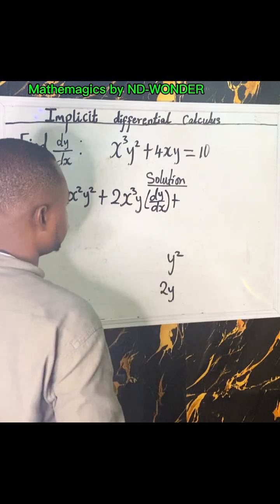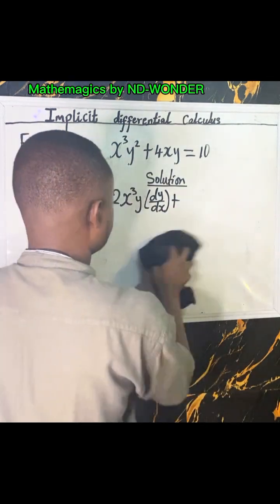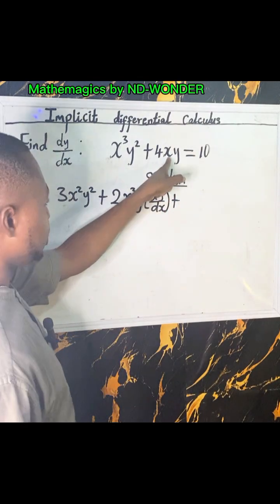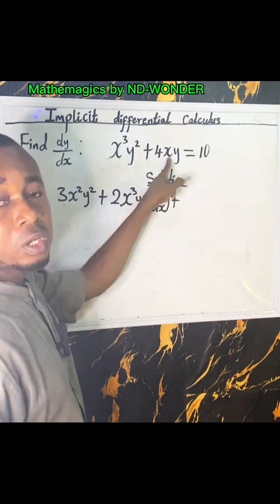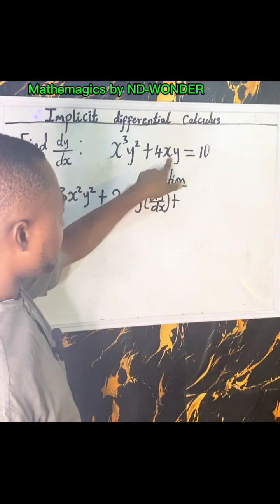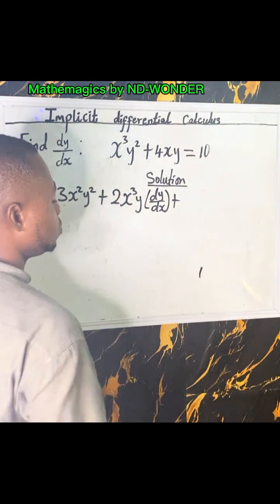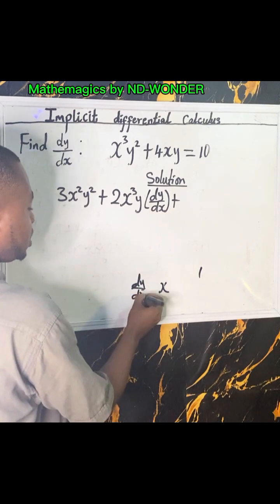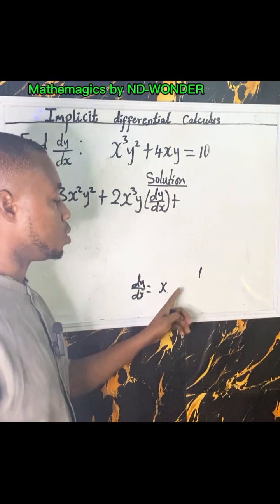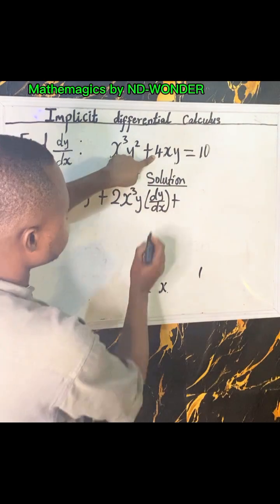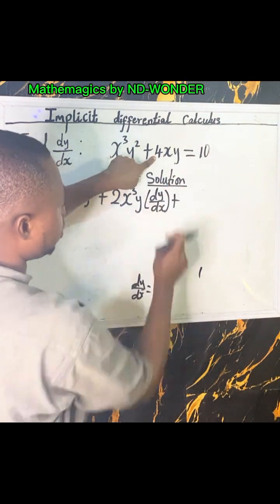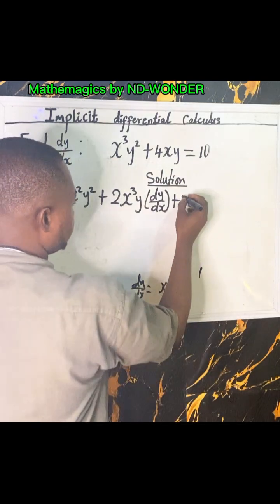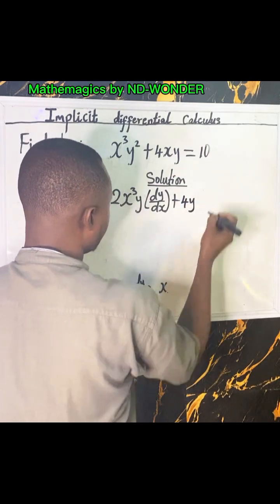Then plus. We move. Differentiate x. What do we get? We get 1. And in that case, if we are having 1 when x is differentiated, dy over dx of this is 1. Then you multiply this 4 by 1 and y. What do you get? 4 times 1 times y is 4y. We have 4y.